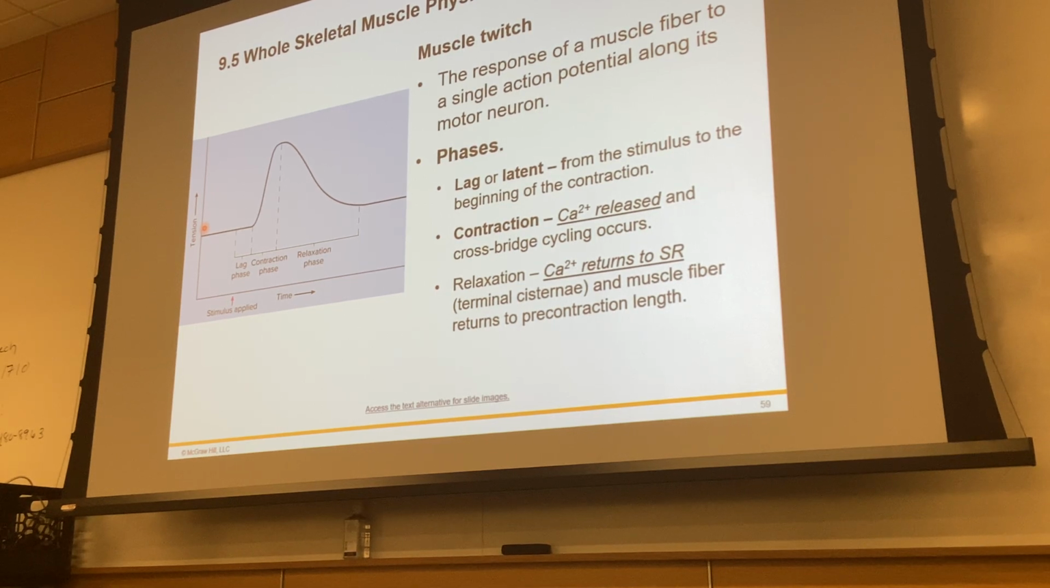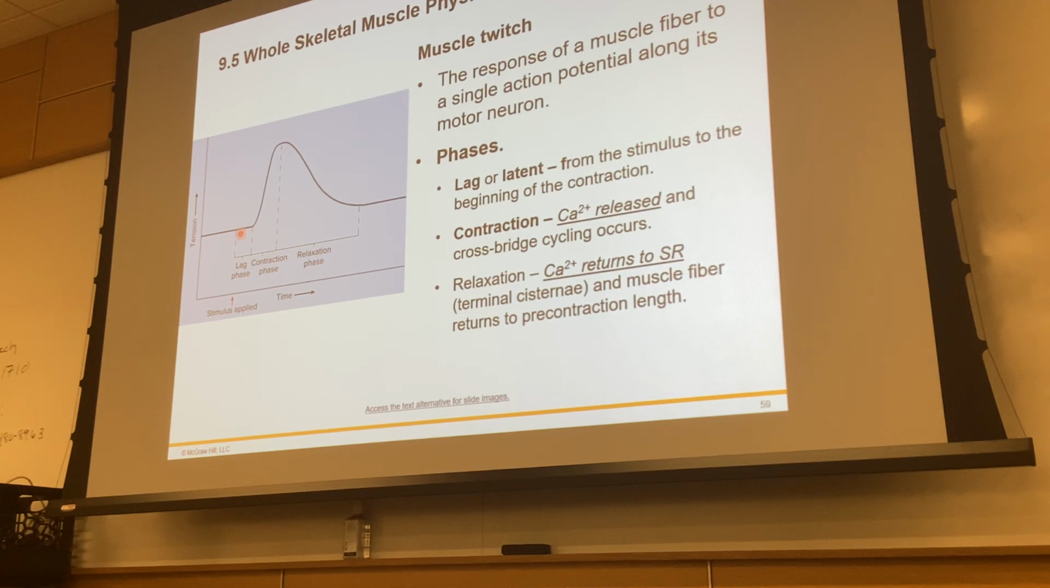This myogram has 4 parts here, and only 3 are shown here. The first phase right here is the stimulus phase, where the stimulus is applied right there. Where is that stimulus coming from? It's coming from your motor neurons. So the stimulus is applied, and at some point there's a short period of time when the muscle doesn't react.